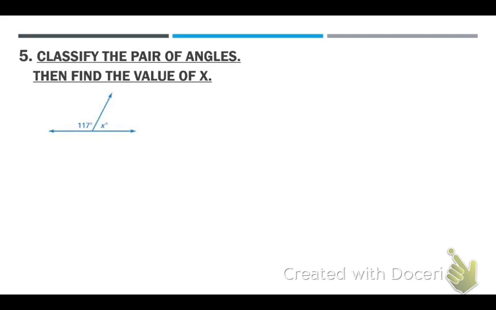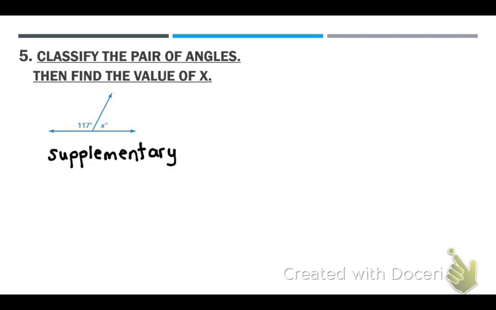This next example is something we learned in 9.5. It asks us to classify the pair of angles and then find the value of x. Well, as you can see, this is a straight line, and all straight lines are 180 degrees, which means that they are supplementary angles. So when we're classifying it, it means that this is supplementary.